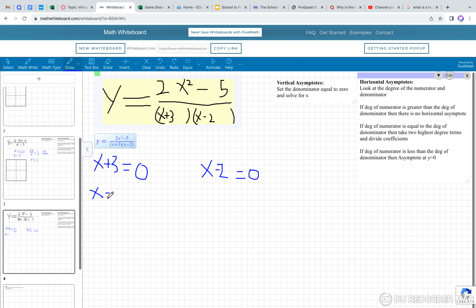X equals -3, and x equals 2. So there should be vertical asymptotes at x equals -3 and 2. So we'll check that, but first we need to find, what are the horizontal asymptotes?